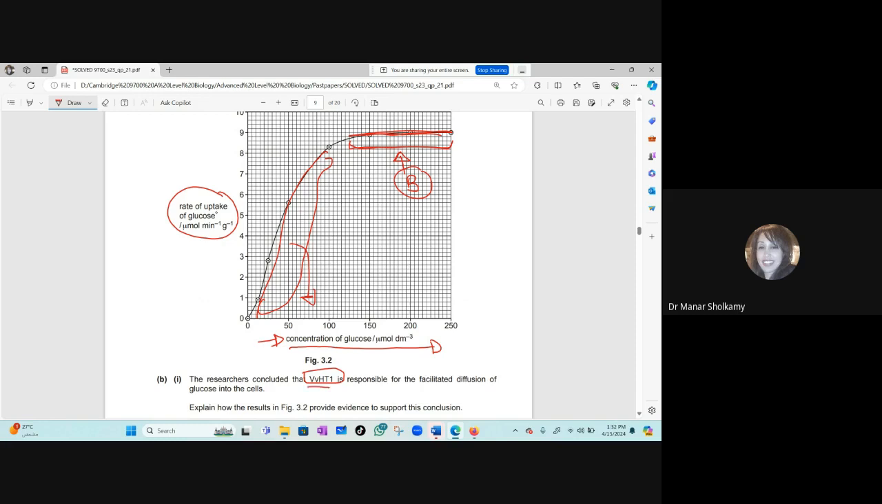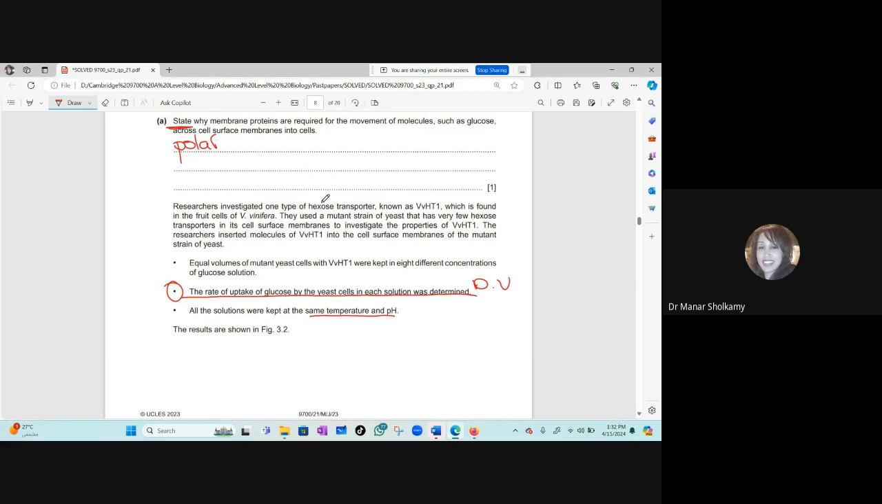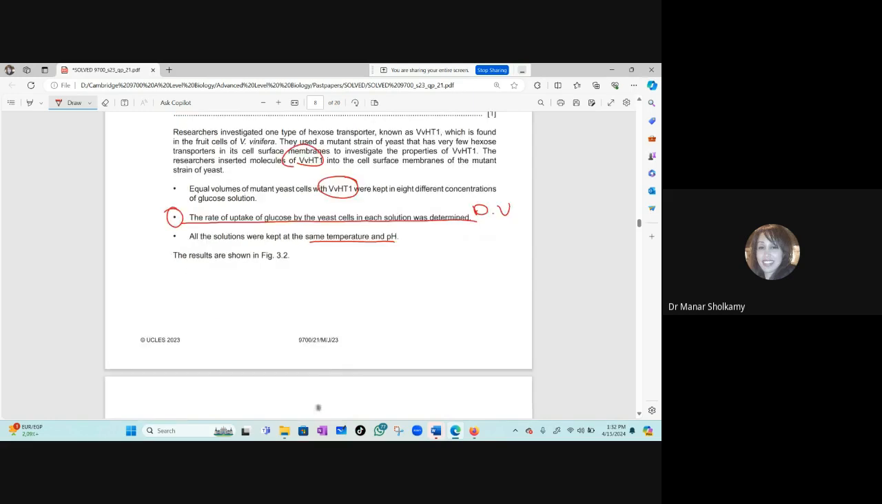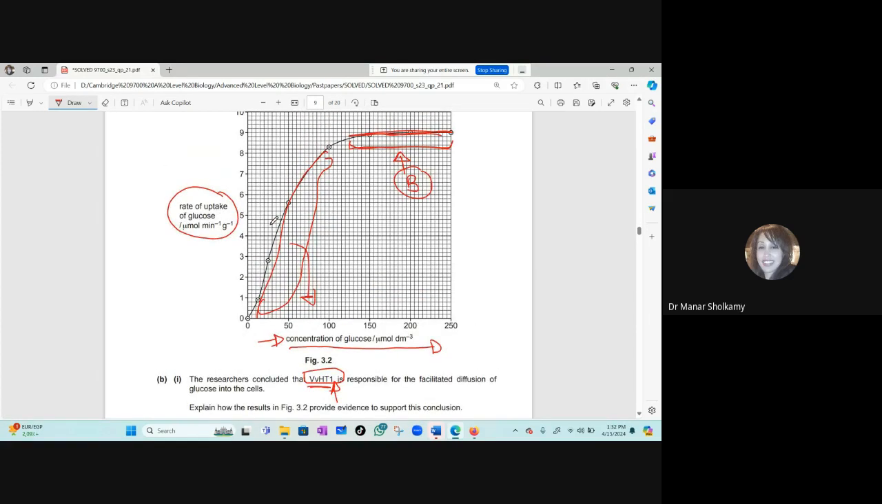The researchers concluded that this, yes, okay. So this was present, they added this. I have to read the question again. Researchers investigated the type of transporter which is found in the fruit. They used a mutant strain with very few hexose transporters in the cell membrane. The researchers inserted this transport protein into the cell surface membrane, and equal volumes of the mutant yeast with this protein were kept at 8 different concentrations. So this protein is like the enzyme, as if it is the enzyme.